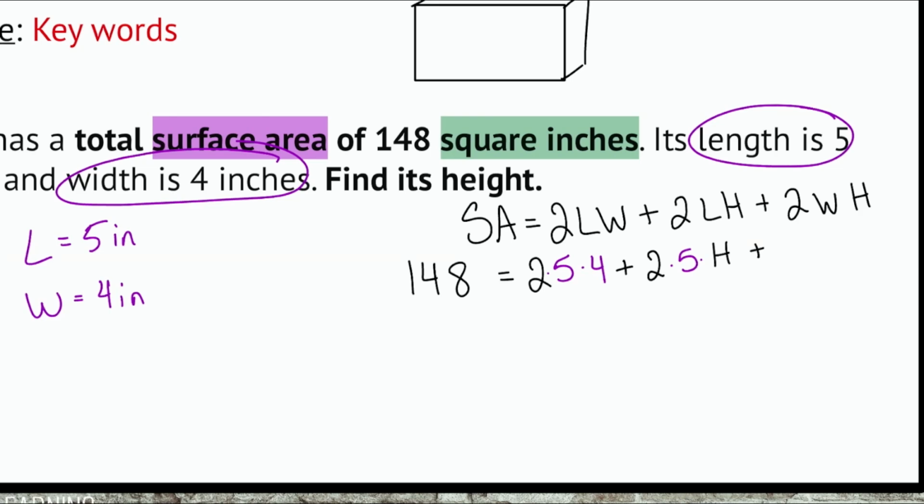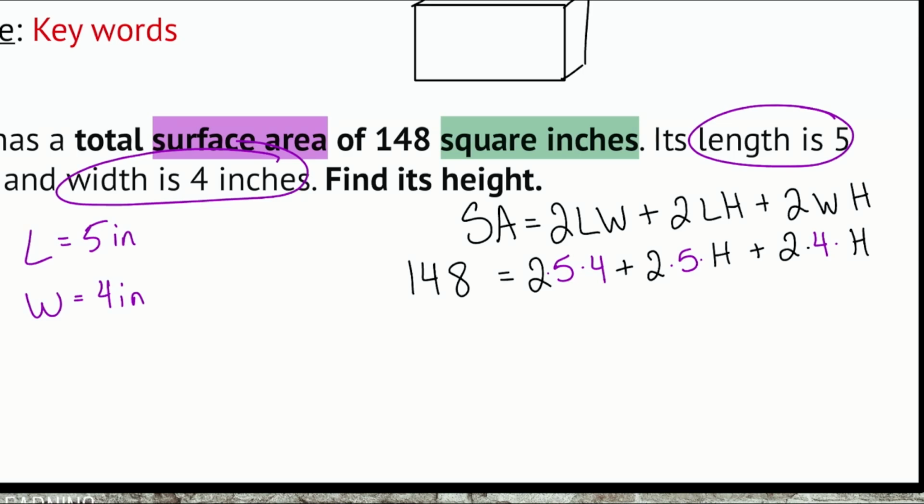Next up, we'll go ahead and do 2 times the width. The width is 4, be very careful here. And then again, the height, that is what we're looking for, so we'll keep that the same. And so there we are. Now that we've plugged everything in correctly, notice that all that's left to figure out is h. So let's clean this up and let's see what we can do after we clean it up.